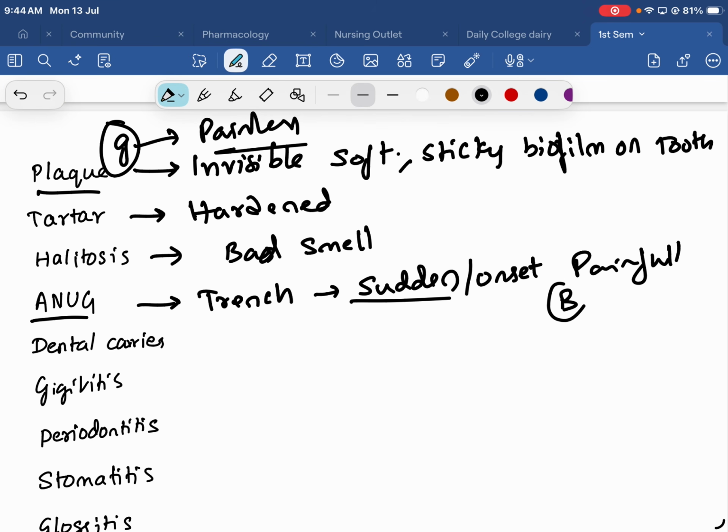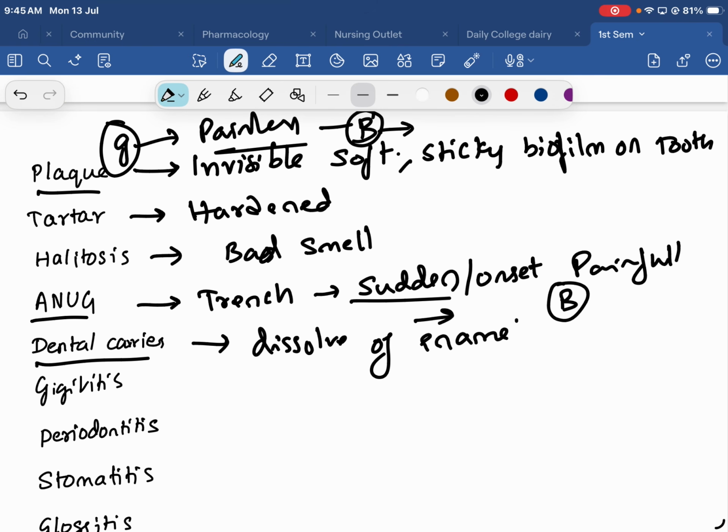This is also due to bacteria. That's it. Clear? And plaque is due to the invisible sticky biofilm. This is not due to the sticky biofilm. This is ulcerative, directly on the gums. Okay. Next, dental caries. As I said, dental caries is a dissolving of what? Dissolving of enamel. By what? By the lactic acid. Are you understanding the points?